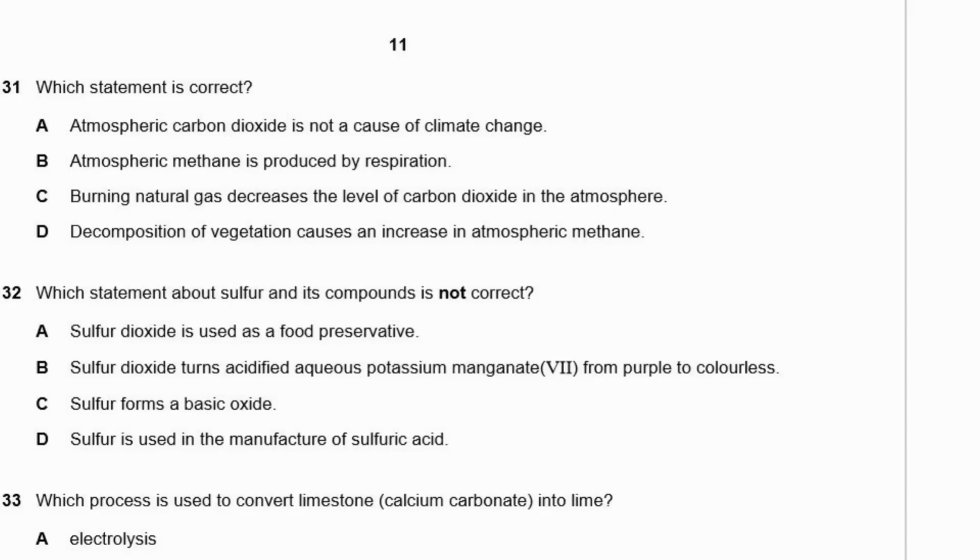Question 31. Which statement is correct? So all of them will be wrong except one. Atmospheric carbon dioxide is not a cause of climate change. No, it is definitely a cause of climate change. Okay, it's an important cause of climate change. Atmospheric methane is produced by respiration. No, methane is produced by things like decay and other things like that. Burning natural gas decreases the level of carbon dioxide in the atmosphere. No, burning increases the levels of carbon dioxide.